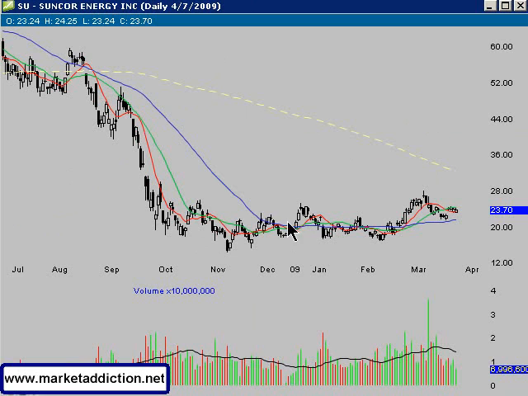Another one I'm looking at is SU. Looks a little bit better than the last stock I pointed out. Has a higher high in here. Longer term basing pattern. 50-day moving average is starting to point up. We do have the 10 and 20-day moving average crossing. So again, be a little more careful with this one. But we did have this run up on increasing volume. The pullback was on lower volume. So that's a good sign.